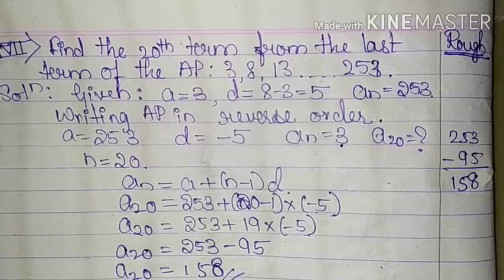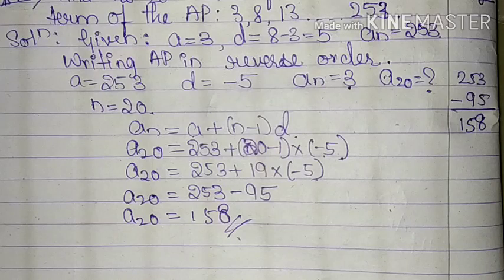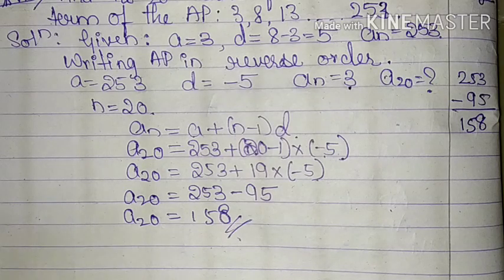So whenever they ask you to find any term from the end of an AP, just remember that you have to write everything that is given. That is A for the given AP, D for the given AP and AN for the given AP. And then reverse the order. That means your AN will become A, and if your D is a positive number, it will become negative. If it's a negative number, then it will become a positive number. Alright. So using those new values, find A20. That will be your value of, not A20, AN. That will be the value of AN from the end of the given AP.